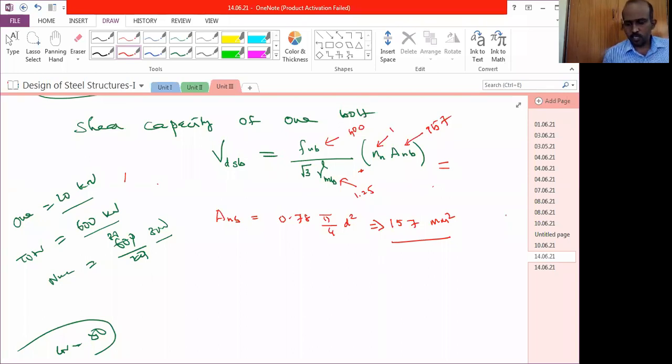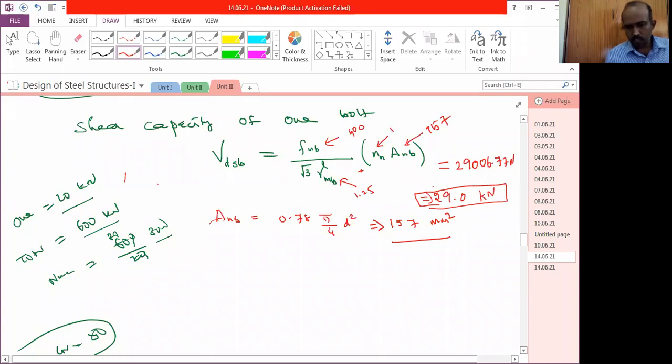Jai Krishna, your answer is wrong. What have you mentioned? 29, yes, correct. Very good, 29. He has mentioned it in Newtons: 29,006.77 newtons. I will write it in kilonewtons, 29.0 kilonewton.